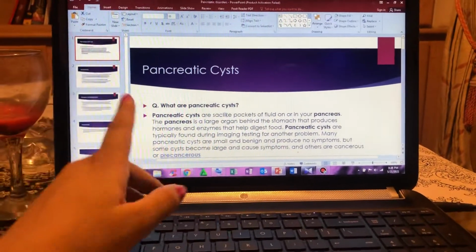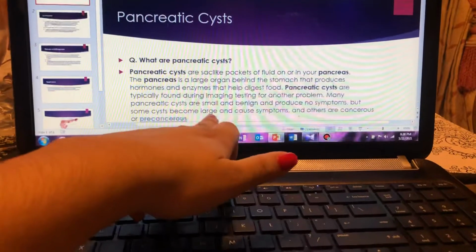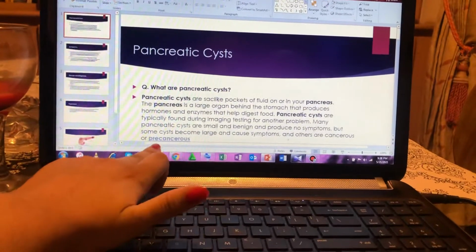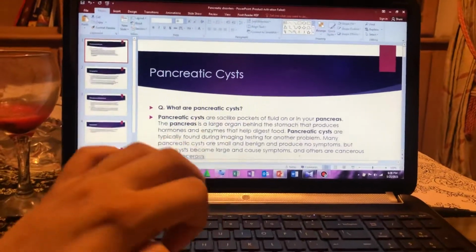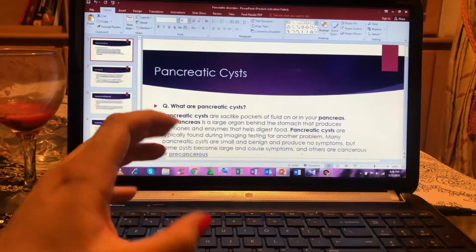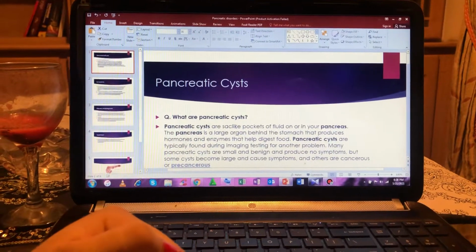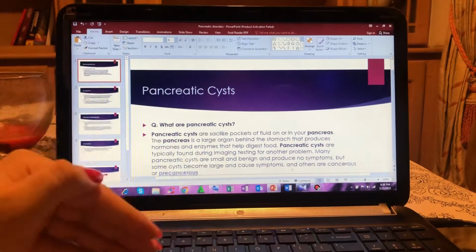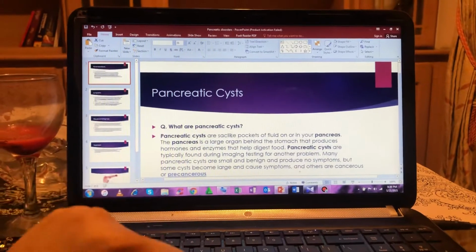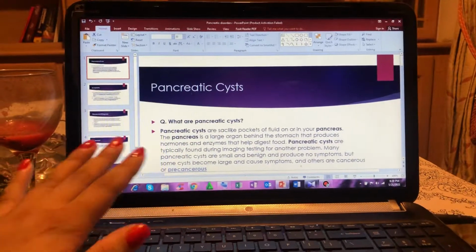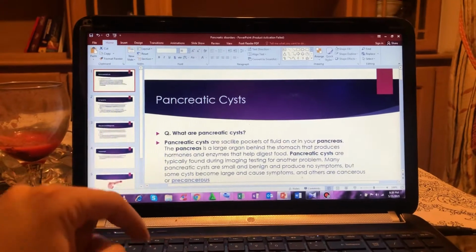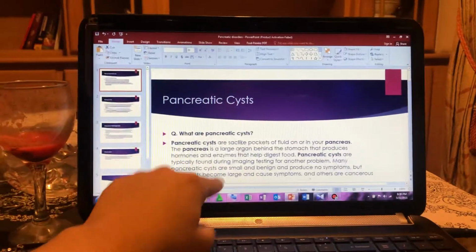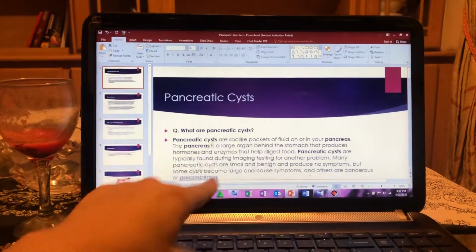There are many symptoms if it becomes cancerous, but some cysts become large and cause symptoms, and others are cancerous or precancerous. Now, what does the word precancerous really mean? Let me explain that to you. Precancerous is a stage when the cells are multiplying in a huge number, but they do not yet have the ability to hijack the mechanism of the cell. They are unable to hijack the ability of other cells to mutate. This is what precancerous means.